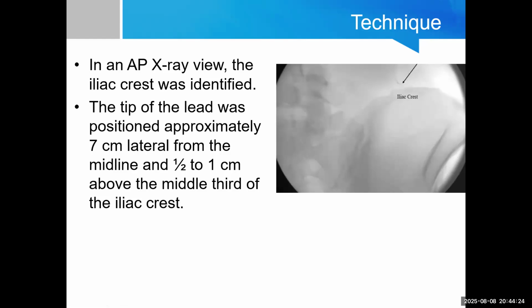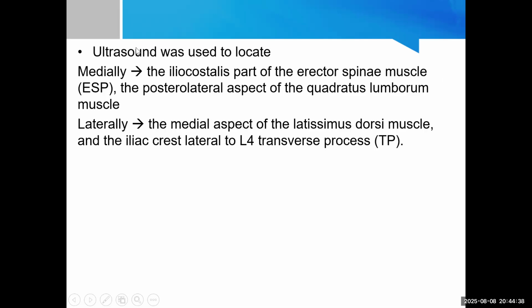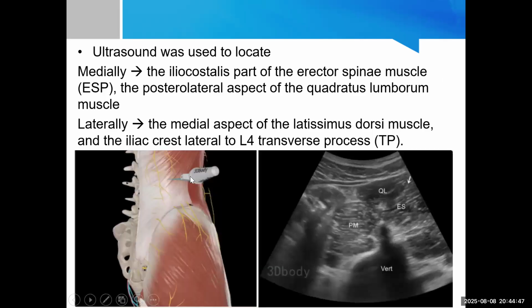So you take the AP view first and identify the iliac crest. And in this image, I also want you to see that the transverse process is close to the iliac crest. It will help us understand the ultrasound. So once they have taken the AP view with the help of X-ray, they use the ultrasound medially, where they put the ultrasound probe. I'll show you in a second. This picture is again not from this paper, but I just wanted everyone to understand more how it will look, if you put a probe like we do for QL blocks, for example.